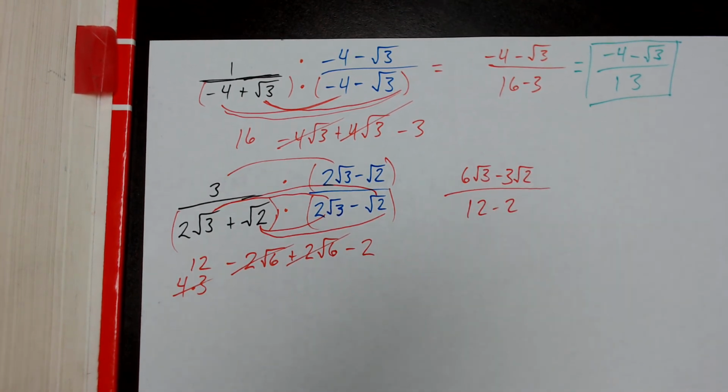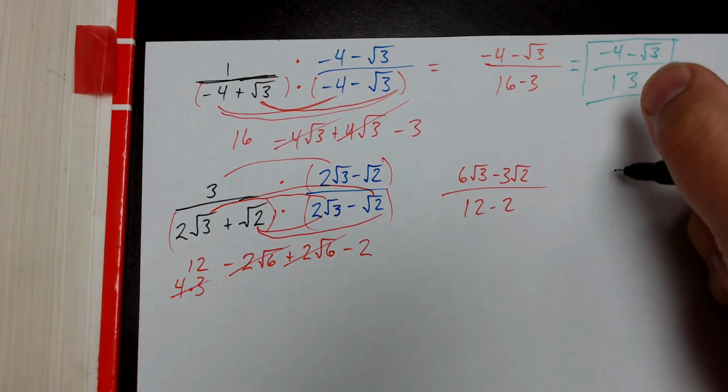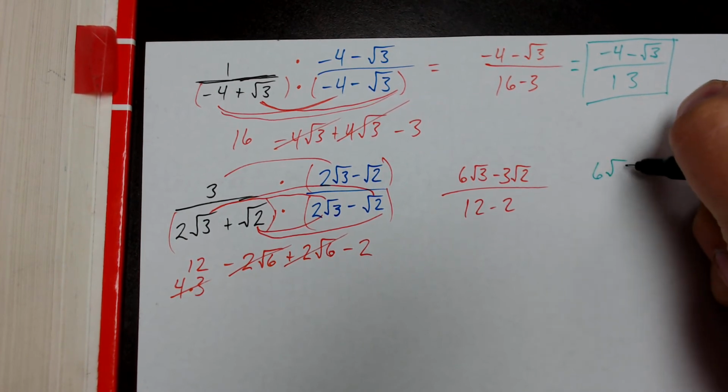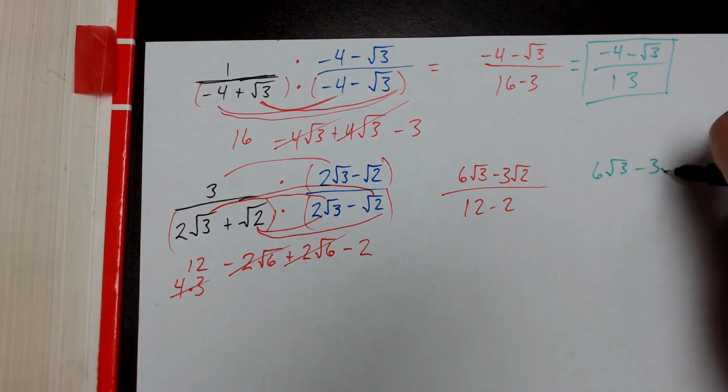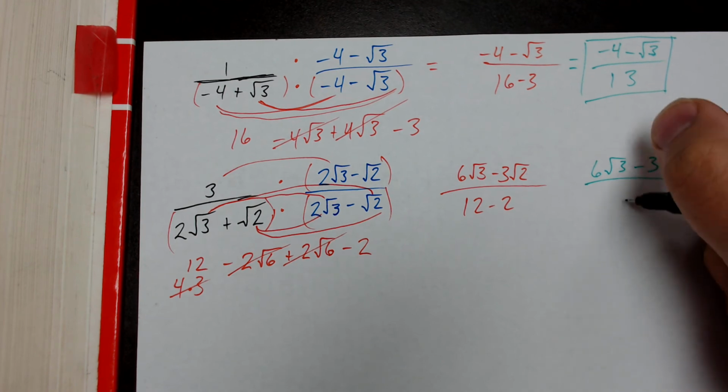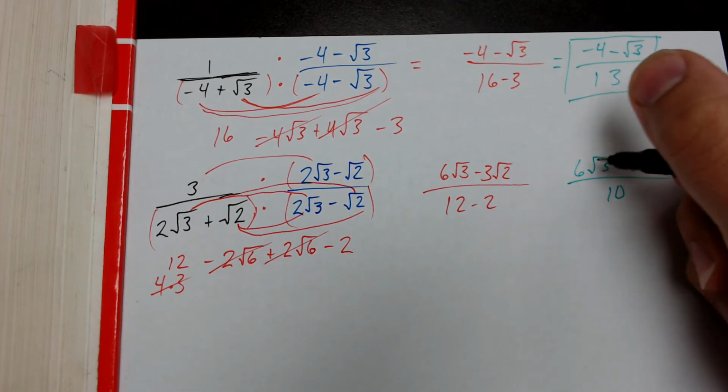So when we simplify our denominator to get our final answer, what we end up getting is 6 root 3 minus 3 root 2 all over 10.